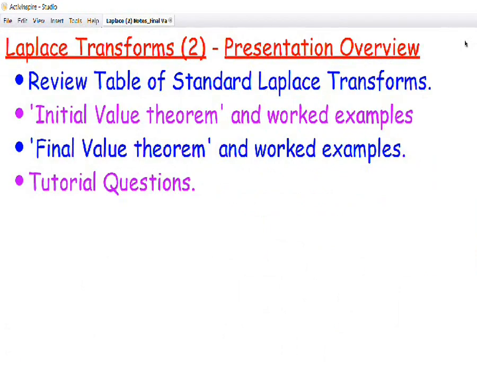An overview of the presentation here. I'm going to commence by just reviewing the table of standard Laplace transforms we've seen before. I'm going to describe the initial value theorem and look at worked examples. I'm going to describe the final value theorem and again look at some worked examples. I'm going to leave you with some tutorial questions.